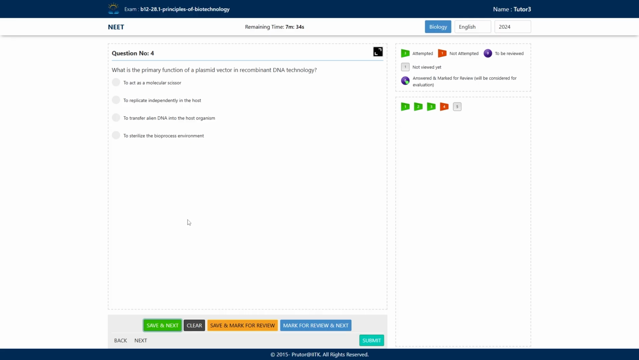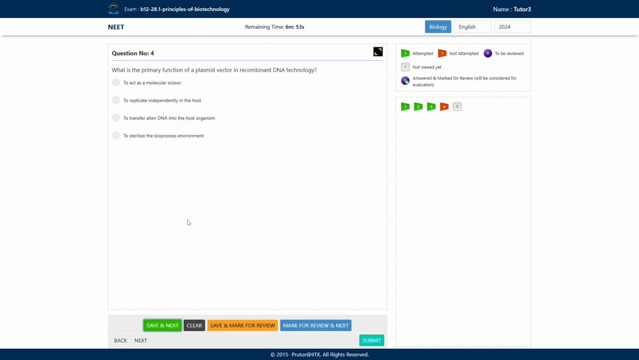Now, question 4 says, what is the primary function of plasmid vector in recombinant DNA technology? The first option is to act as a molecular scissor. No, we know that restriction enzymes act as molecular scissors. It is not a function of plasmid vector. Second, to replicate independently in the host. We know that a plasmid can replicate independently in the host, but I'm sure it's not the answer.